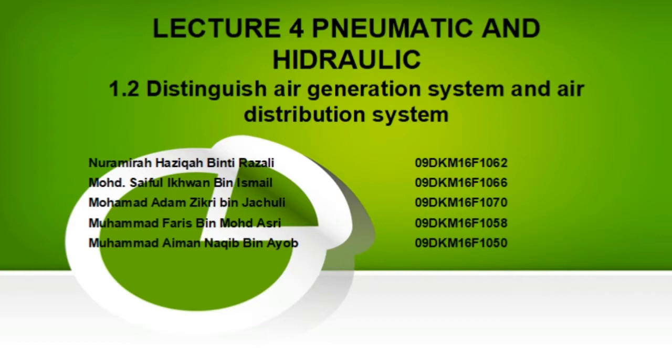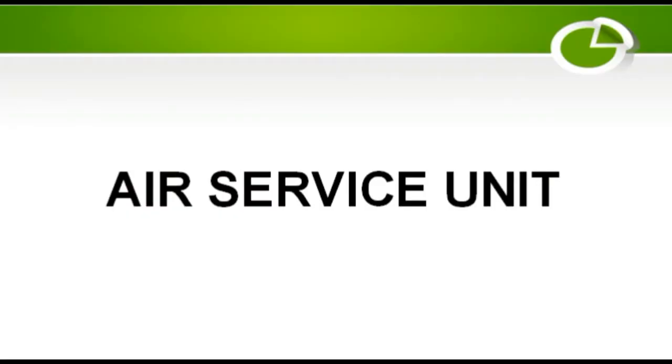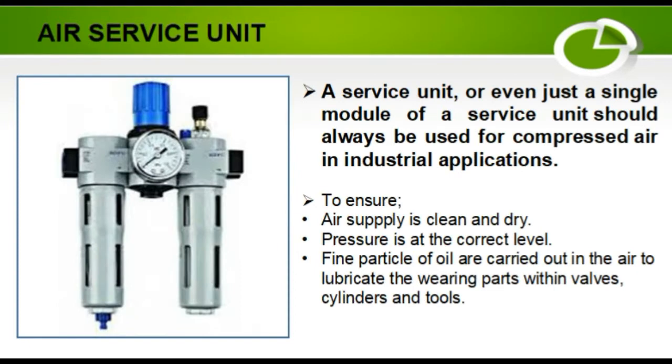Okay, today we will discuss how to distinguish the air generation system and the air distribution system. Okay, let's get started. The first one is the air service unit. An air service unit, or even just a single module of a service unit, should always be used for compressed air in industrial applications.